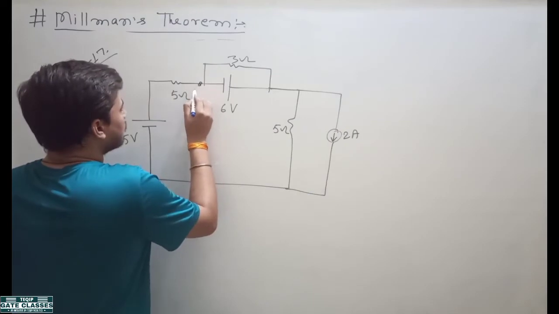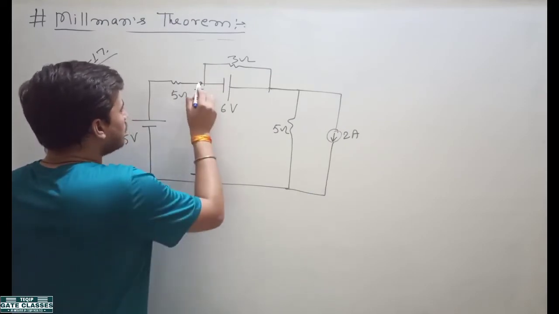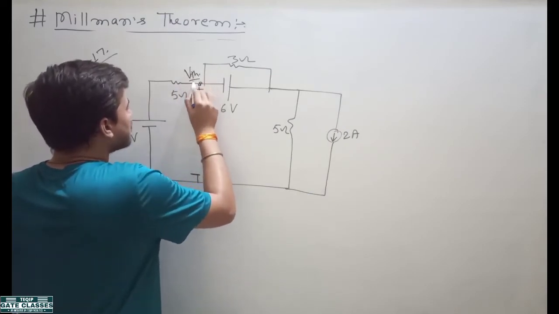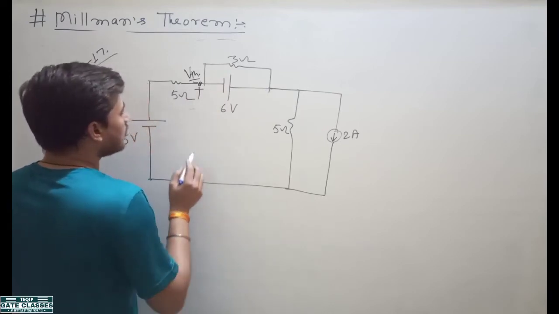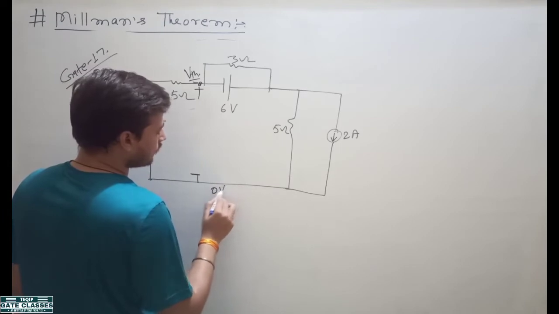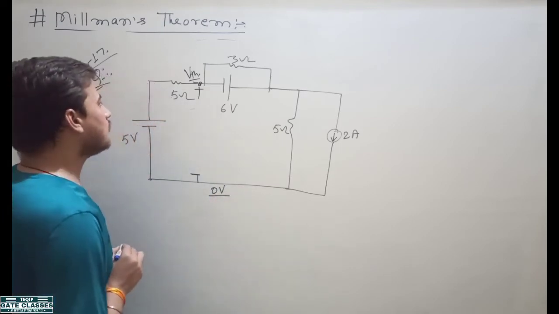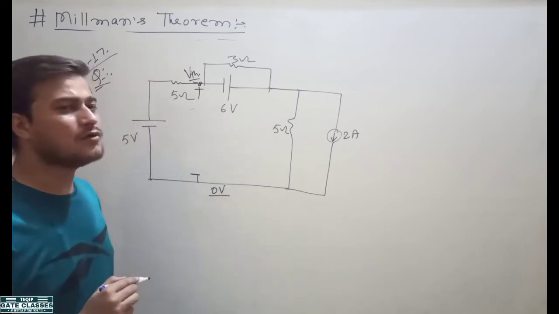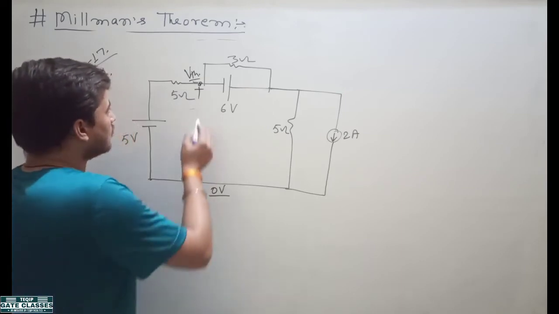And the potential of this point will be VTh. Clear? This potential is 0 volt. So let us see how to solve this question. We have to find VTh.